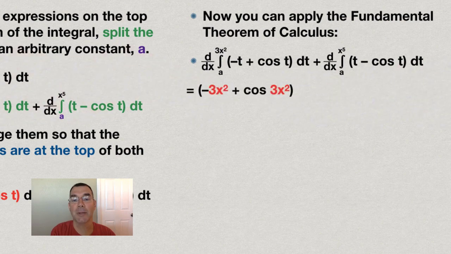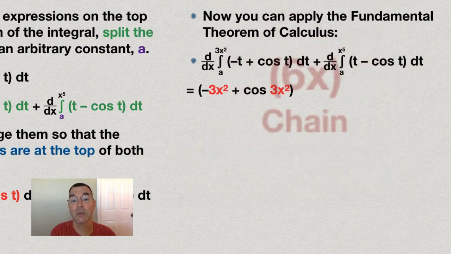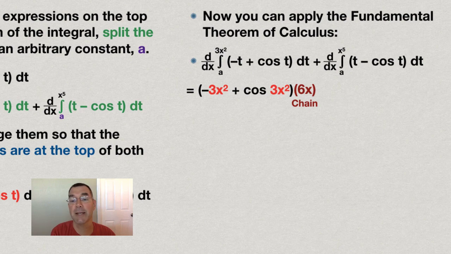So if I replace every t in that first integral with 3x squared, I get negative 3x squared plus the cosine of 3x squared. Then, according to the chain rule, I need to multiply that by the derivative of 3x squared, which is 6x. Then I move on to the second one, and I replace every t with x to the fifth, so I get x to the fifth minus cosine x to the fifth, and I multiply that by the derivative of x to the fifth, according to the chain rule, and I get 5x to the fourth.